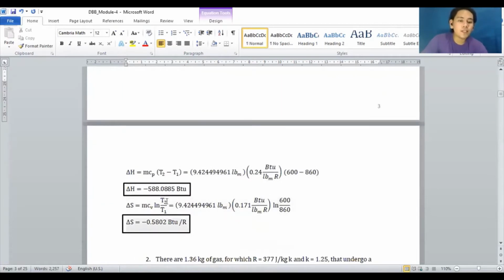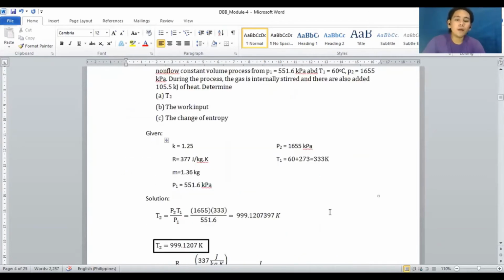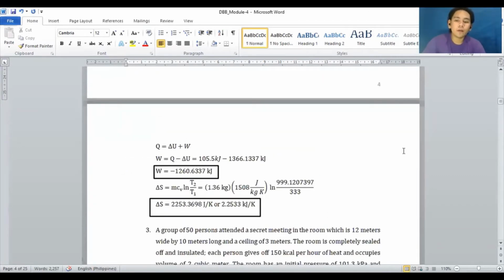Now next, for the change of entropy. The change of entropy equals m cv ln T2 over T1. You can input that in your calculator using the logarithmic function ln. So your mass, which is 9.42, multiplied by your cv, which is 0.171, and your ln 600 over 860. So your delta S is negative 0.5802 BTU per Rankine.